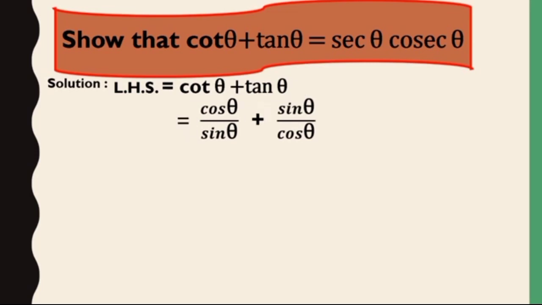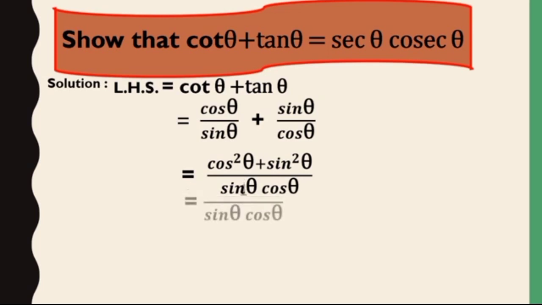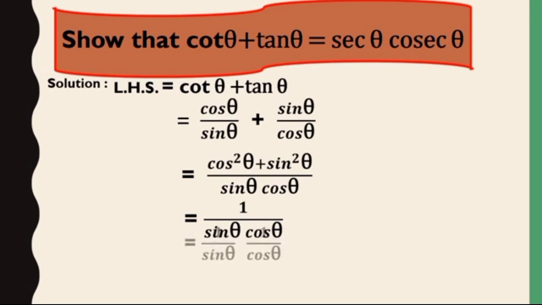By doing LCM of cos theta by sin theta plus sin theta by cos theta, we get cos square theta plus sin square theta by sin theta into cos theta. Here, from trigonometric identities, cos square theta plus sin square theta equal to 1. So that we get 1 by sin theta into cos theta. We can write 1 by sin theta into cos theta as 1 by sin theta into 1 by cos theta.